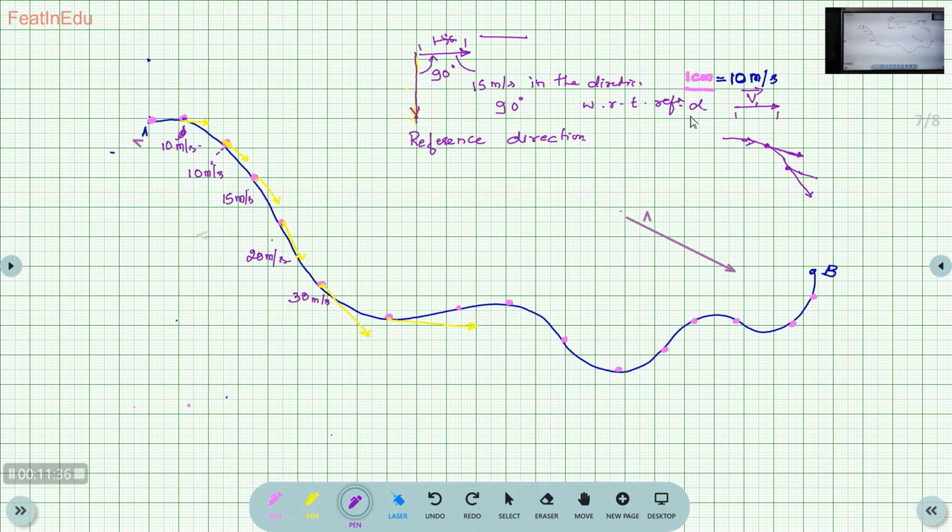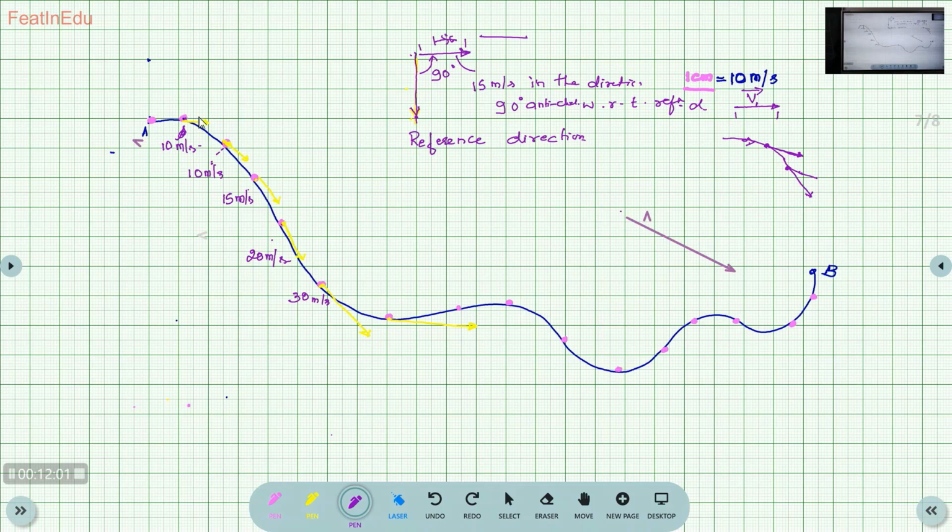Now you should be careful. 90 degrees can also be on this side. Then how will you say this 90 degrees? So you should say 90 degrees anti-clockwise direction. This is the anti-clockwise direction. Yes, sir. So it completes it. Got it? Yes, sir.